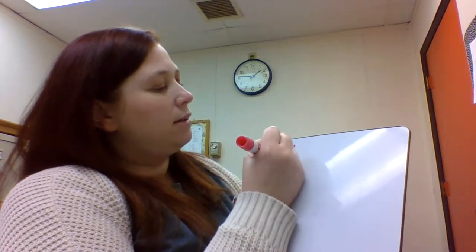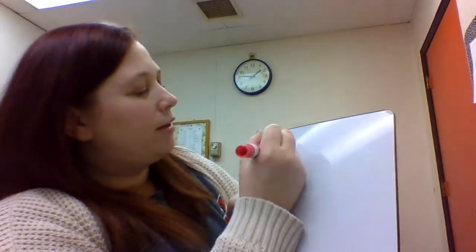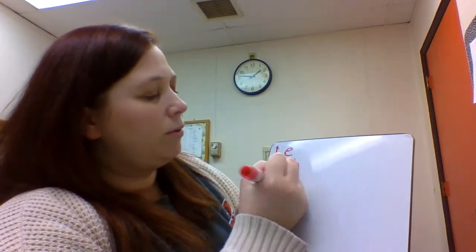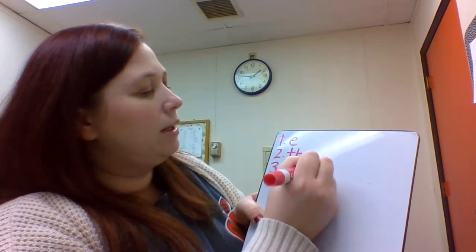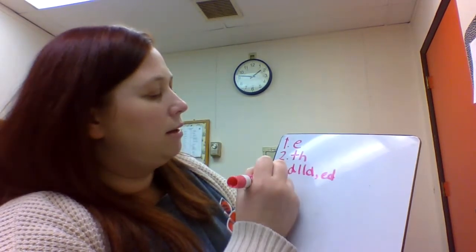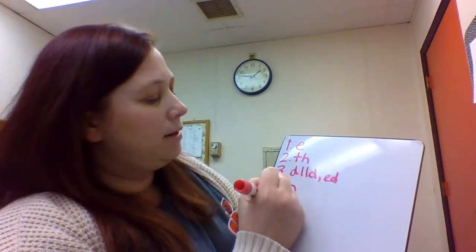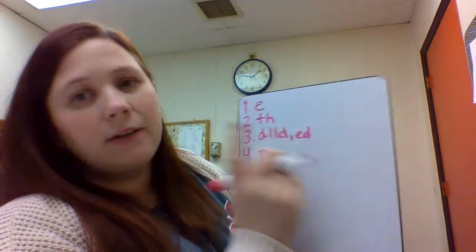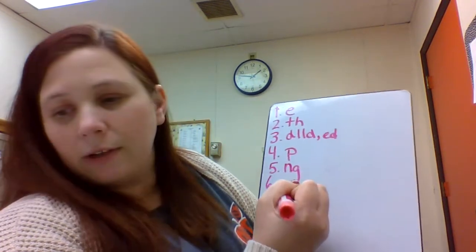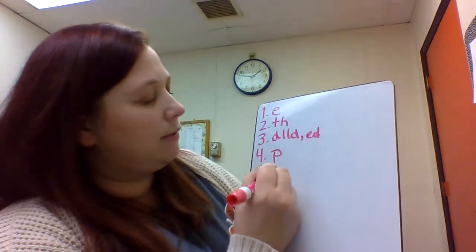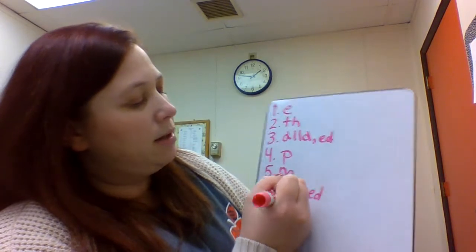That's E. Number 2 is th. That's the TH. Number 3 is D. So it's D or final sound D, comma, ED. Number 4 is P. Number 5 is ND. That's that NG. Number 6 is T. So that's T, or as a final sound, T, comma, ED.